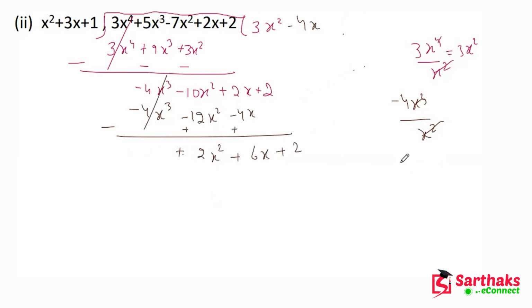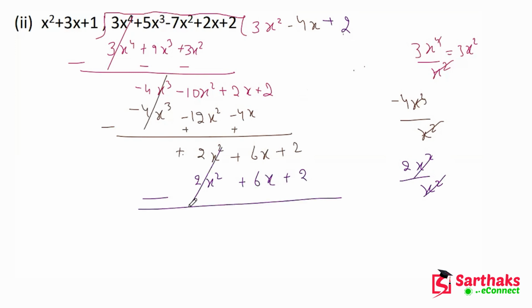The same procedure, means 2x square divided by x square goes, then it becomes 2. Again we multiply it, 2x square plus 6x plus 2. Now if we subtract it, then this cancels, this cancels, this cancels, and we have the remainder 0. So we can say that x square plus 3x plus 1 is the factor of this term. Okay, so I hope you get this point.